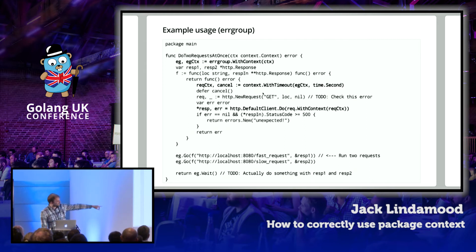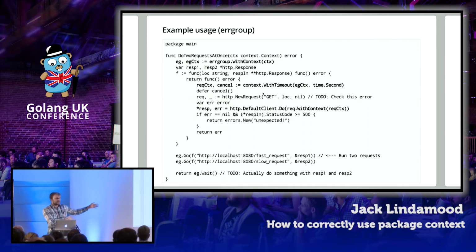So it's executing two requests, a fast request and a slow request, right? And it's going to execute both of them at the same time. And if either of those requests returns an error or a 500 error code, or I guess anything above a 500, they return an error and it should cancel the other request if it's still taking a long time.